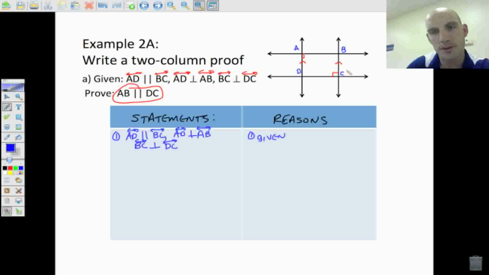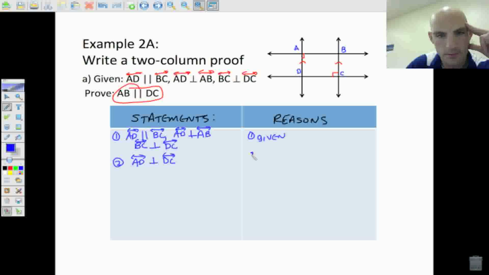If I can prove that there's a 90-degree angle that both of these lines, that AB and DC, are both perpendicular to one of these transversals, then I can prove this. So let's look. If I then go ahead and say in number 2 that AD is perpendicular to DC, AD perpendicular to DC, okay?